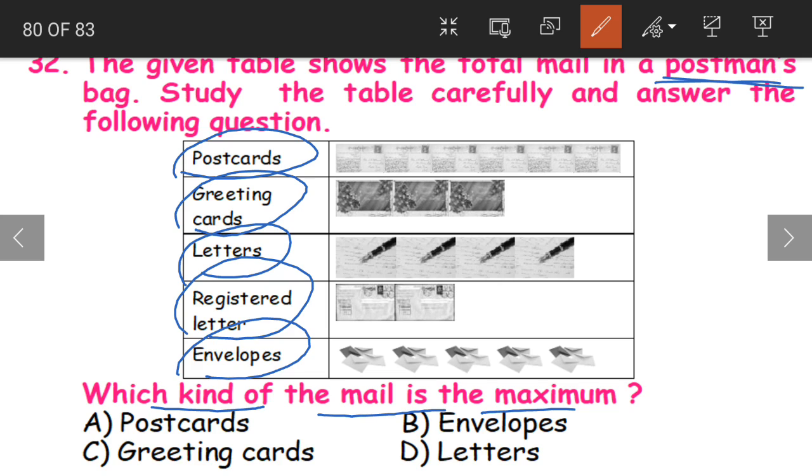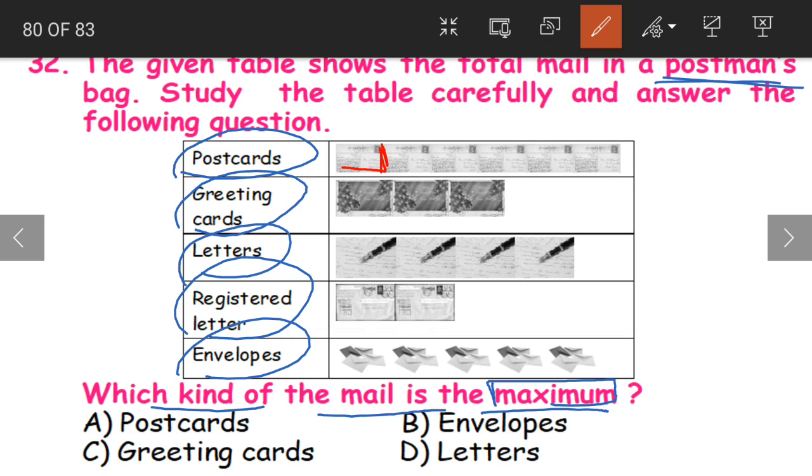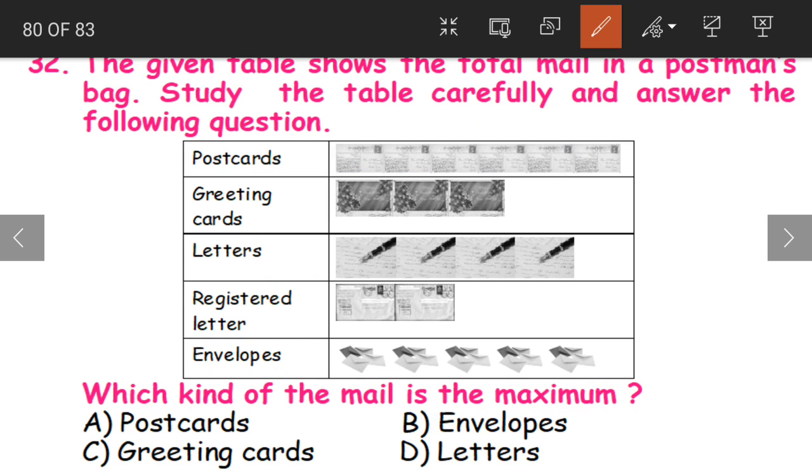Which kind of the mail is the maximum? Again, what does the maximum mean? Maximum means we have to find out the one that is highest. So for that we can, if possible, count: this is 1, 2, 3, 4, 5. Okay children, the first one we are having 5 postcards. So if you want to find out which kind of mail is the maximum, one is you can do it directly. So this is the 1, 2, 3, 4, 5 and 6. He is having 6 postcards in his bag.